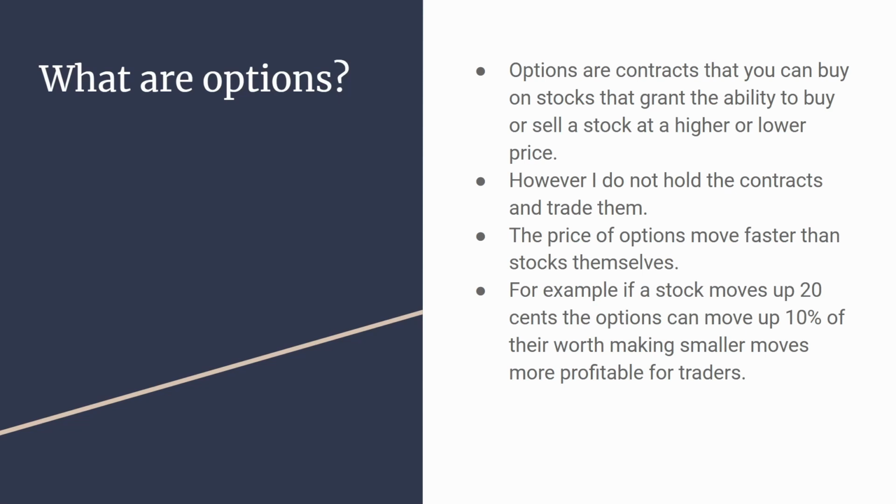The price of options moves faster than the stocks themselves. For example, if a stock moves up 20 cents, the options can move up 10% of their worth, making smaller moves more profitable for traders. So instead of buying a whole share of a stock for, let's say, $200, and then it moves up a dollar, you'd only make $1. However, if you buy option contracts, in that same $1 move, the price of the contracts could move up 20, maybe even 30%. So instead of only making $1, depending on how much you put in, you could make 30%. If you put in, let's say, $1,000 on one trade and it moved up 30%, that would be $300 that you just profited.